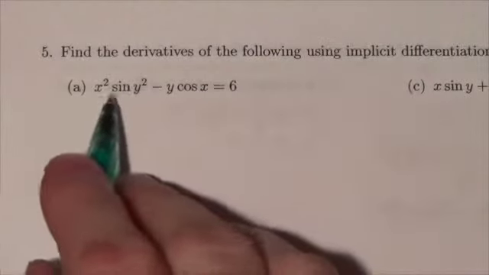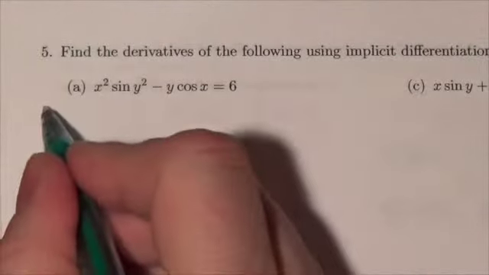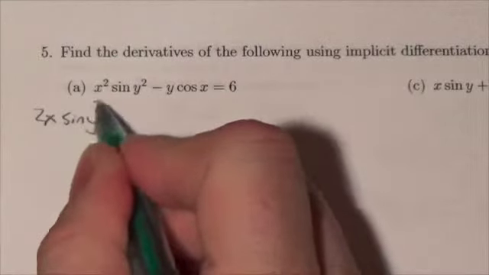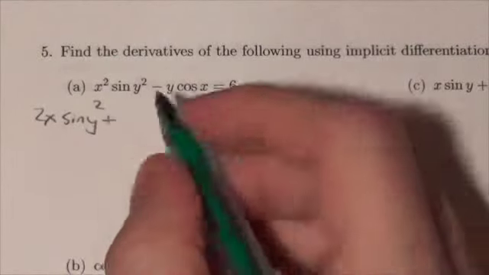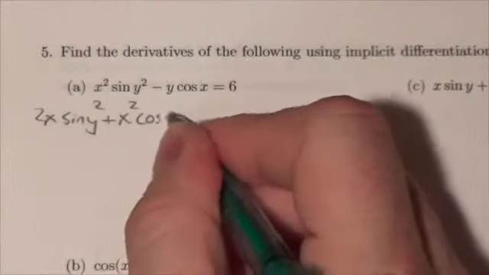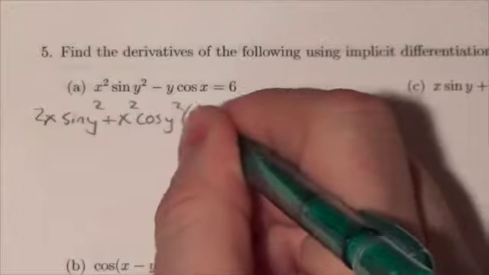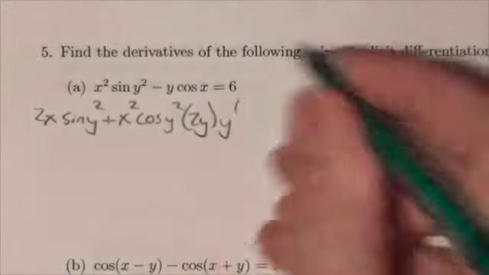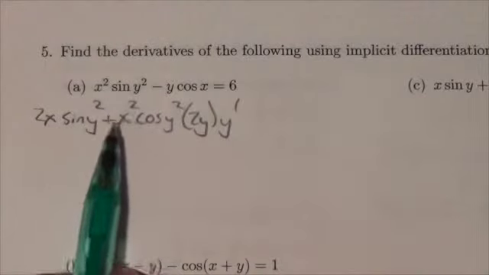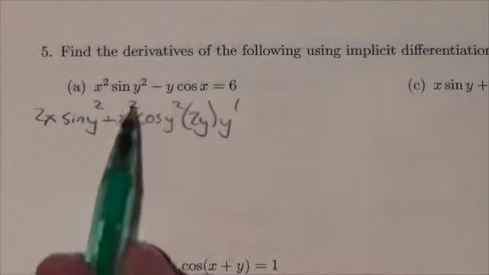But this is still going to require the product rule. So the derivative of x squared will be 2x times the sine of y squared, plus x squared times the cosine of y squared multiplied by 2y multiplied by y prime. Okay, now a lot is going on there. So we take that first factor, and I don't have to do anything to it.